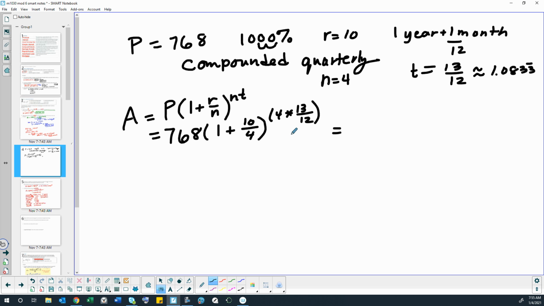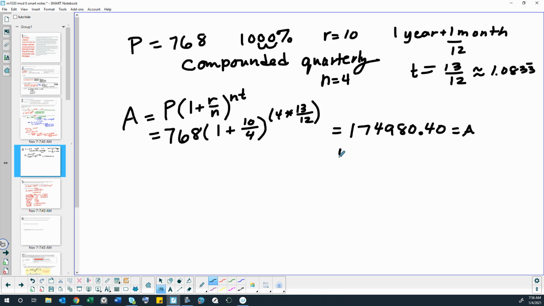So 768, parenthesis 1 plus 10 divided by 4 to the 4 times 13/12 power, and I got 174,980 and 40 cents. So that is the total amount, remember?